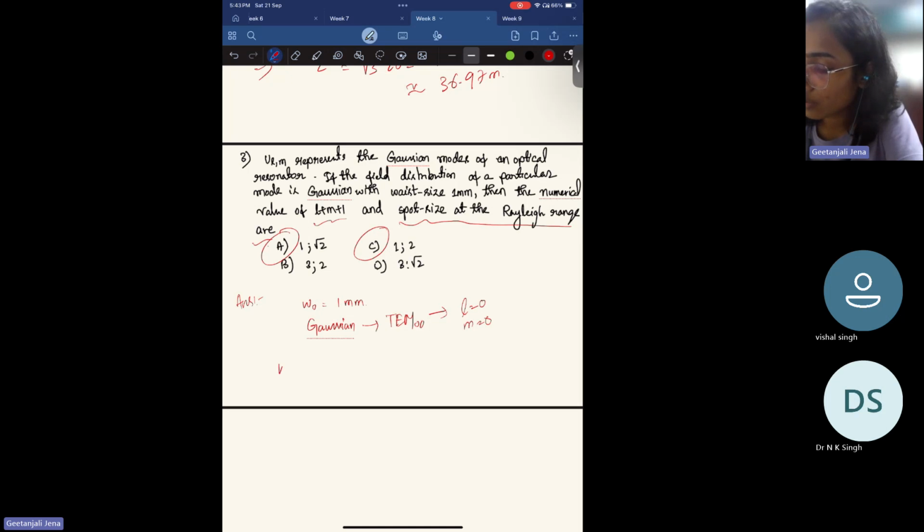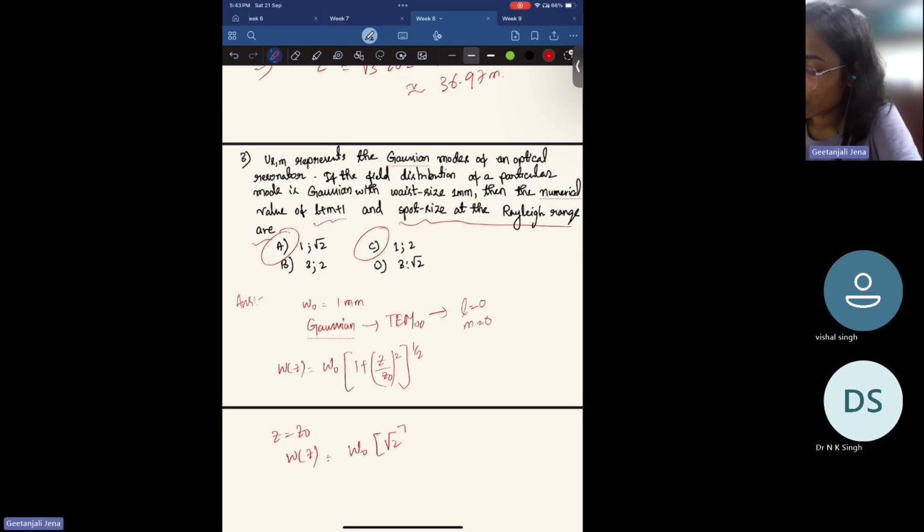So Rayleigh range, if you recall, W(Z) is given by W0 times square root of 1 plus (Z by Z0) square. And at Z equal to Z0, we have W(Z) equal to root 2 times W0. So that means the spot size at the Rayleigh range for this Gaussian beam is root 2 times the spot size at the waist. So that means the answer will be A.